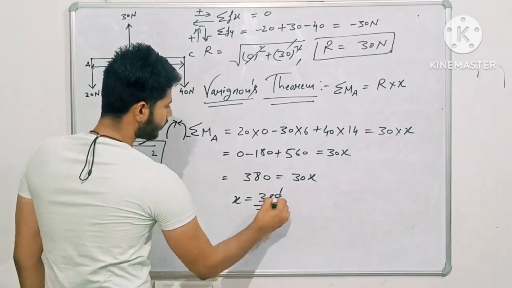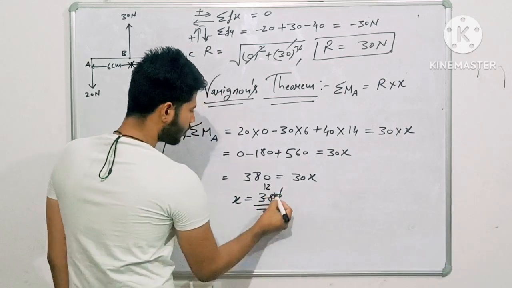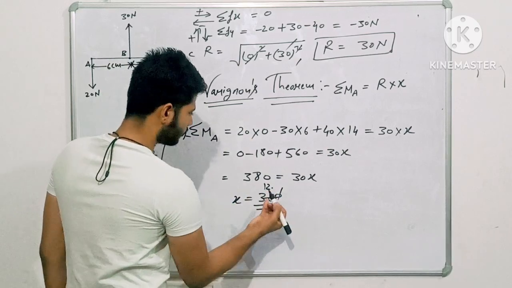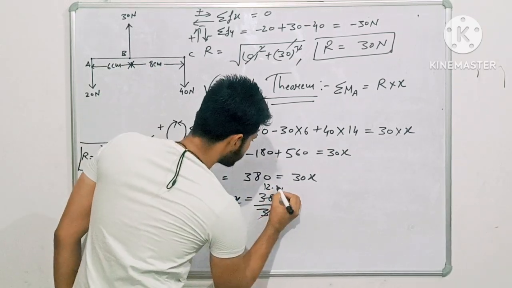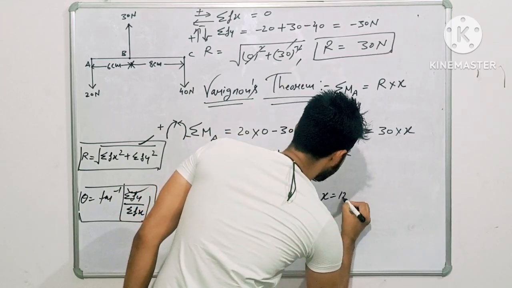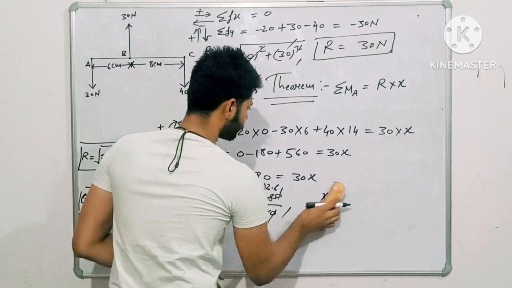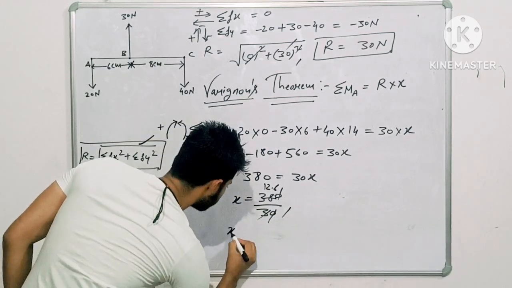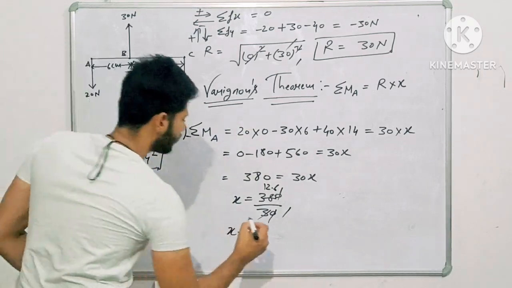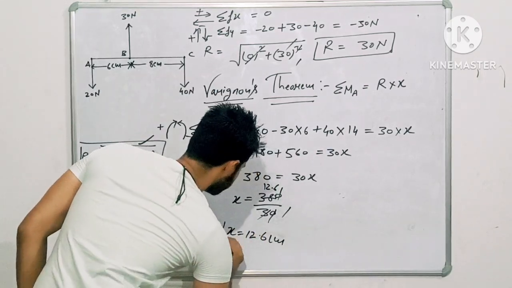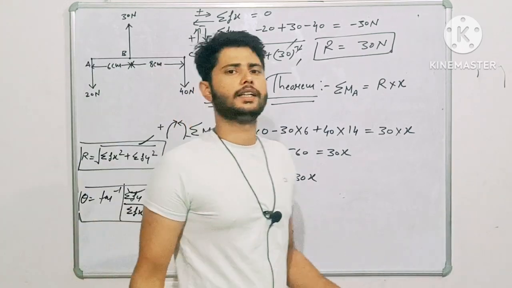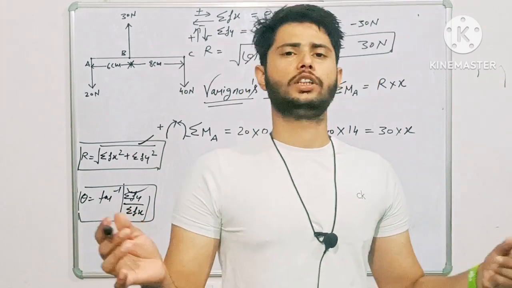Then this is equal to 12.6, so x is 12.6 centimeter. So we have already found the position of the resultant force. Then we have to show the position of the resultant force here.